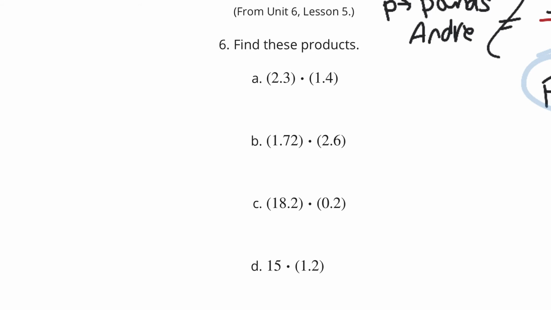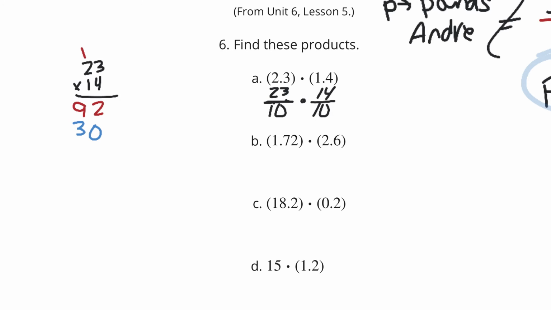2 3/10 times 1 4/10. Another way of looking at this is 23/10 times 14/10. If we were just to take 23 and multiply it by 14 and figure out the decimal point later, 4 times 3 is 12. 4 times 2 is 8, plus that 1 is 9. We're now to the 10 spot. 1 times 3 is 3. 1 times 2 is 2. Add these things up.